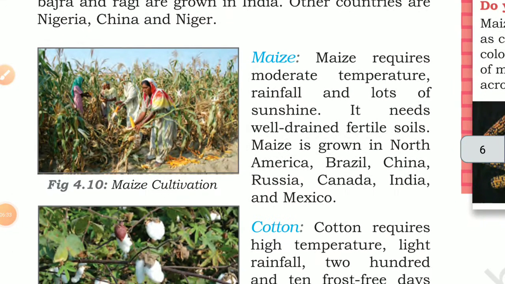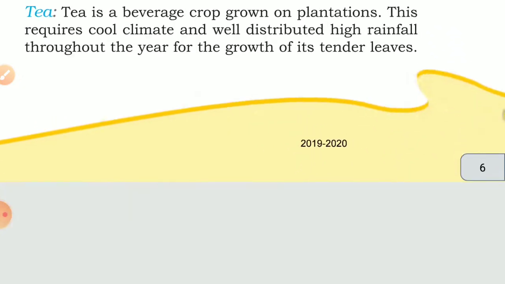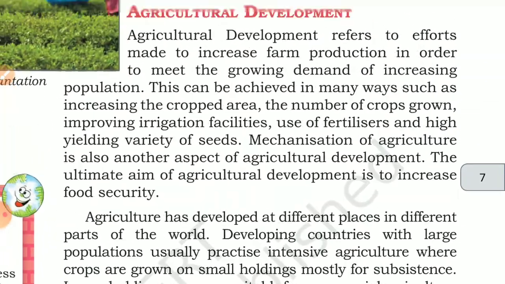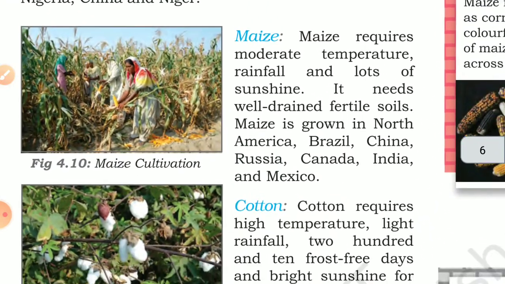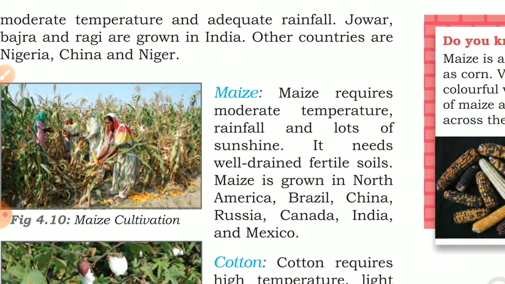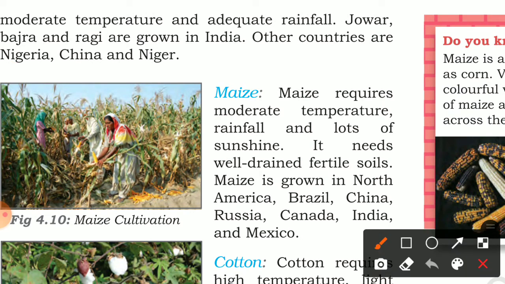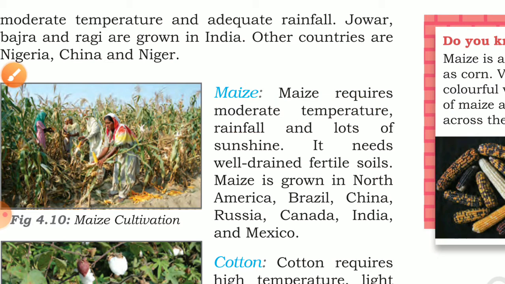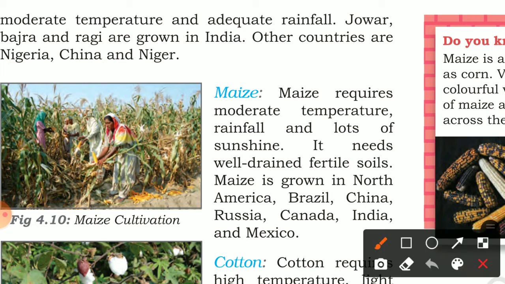After this we will talk about maize, cotton, jute, coffee, tea, and then agriculture development. Maize requires moderate temperature, rainfall, and lots of sunshine. Please listen: you should not just learn these things, but connect them to your daily life, to all around where you live. It needs well-drained, fertile soil. Maize is grown in North America, Brazil, China, Russia, Canada, India, and Mexico. These are the countries where maize is grown.